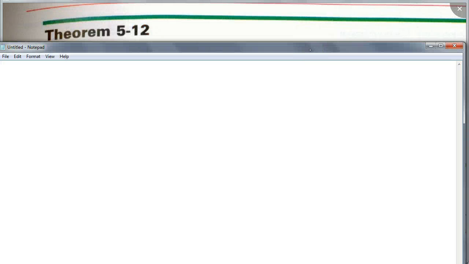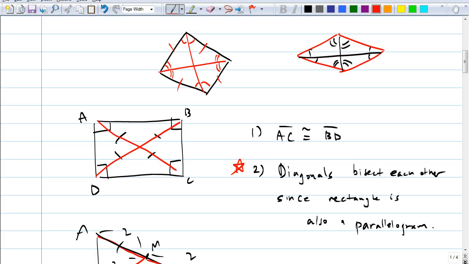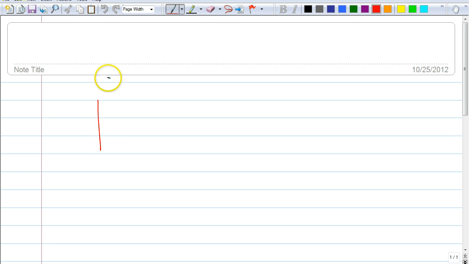All right. Let me ask you this: if I have a rectangle, which is a parallelogram, what can you tell me about the diagonals of the rectangle? So imagine a rectangle in your head. Actually, you know what? Let's draw one. Okay. I have a rectangle.